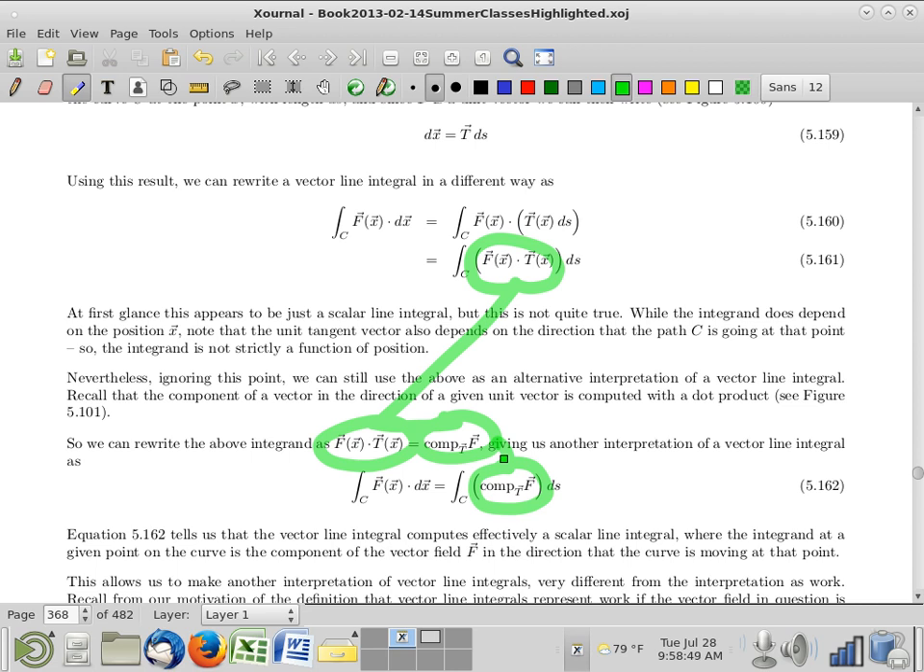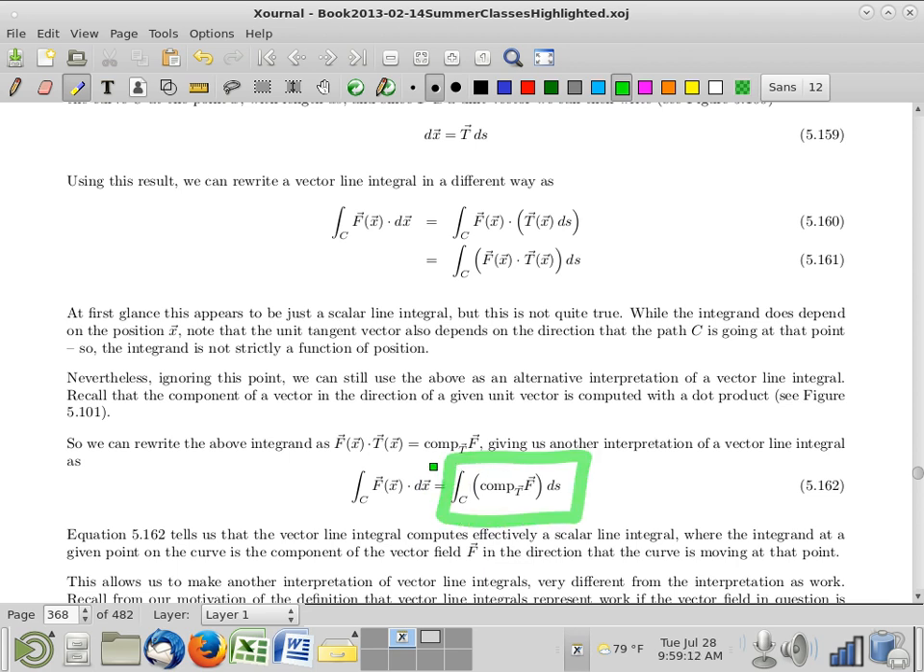Well, I've got this fluid flow, F, and this says I want to know to what extent the fluid is flowing along the curve. Right? So the T component, T is pointing in the direction of the curve. So this says to what extent is the fluid flowing along the curve. So that gives us a different point of view, a different way to think about vector line integrals.